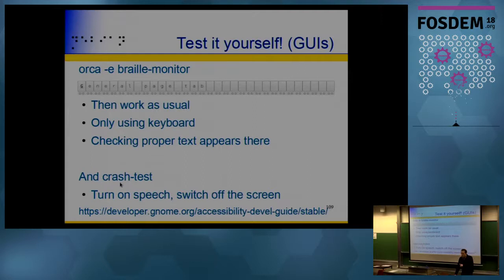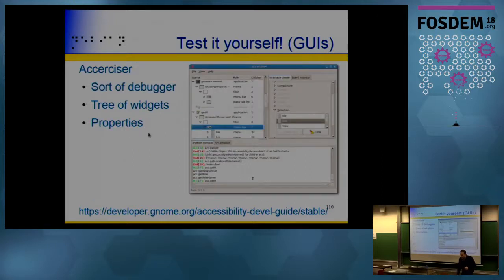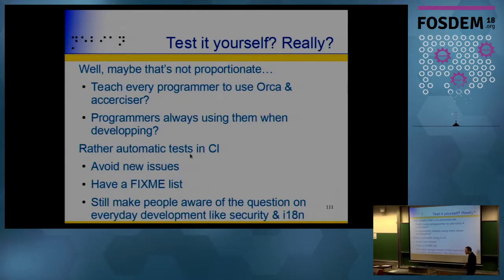You can try accessibility tools. You can enable the screen reader and see what happens, and try to use just a keyboard. Don't cheat, and see what shows up on the Braille device. If you want, there is a debugger to check exactly what is there. Okay, but maybe it's not something that we should promote, because it shows that it's quite a lot of work to work on accessibility. While maybe we can do a lot of things without going that far.